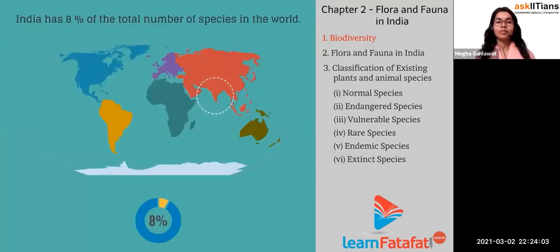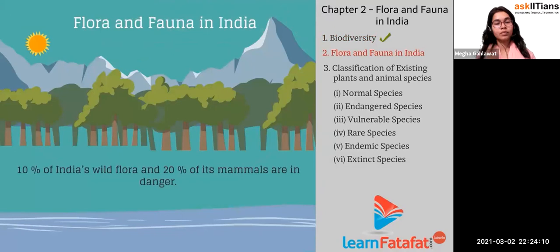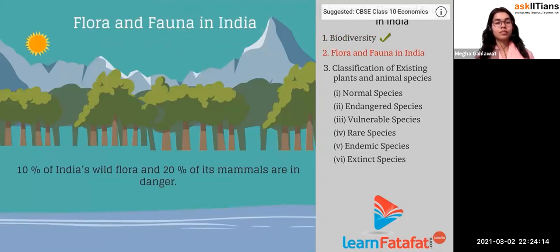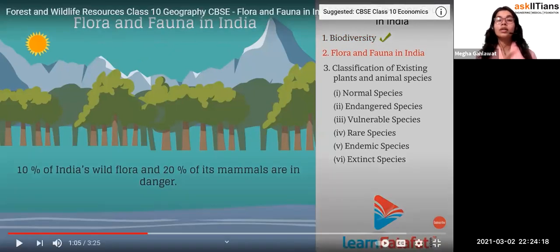India has 8% of the total number of species in the world. Flora and fauna in India: 10% of India's wild flora and 20% of its mammals are endangered. Flora means all the vegetation, fauna means all the animals.